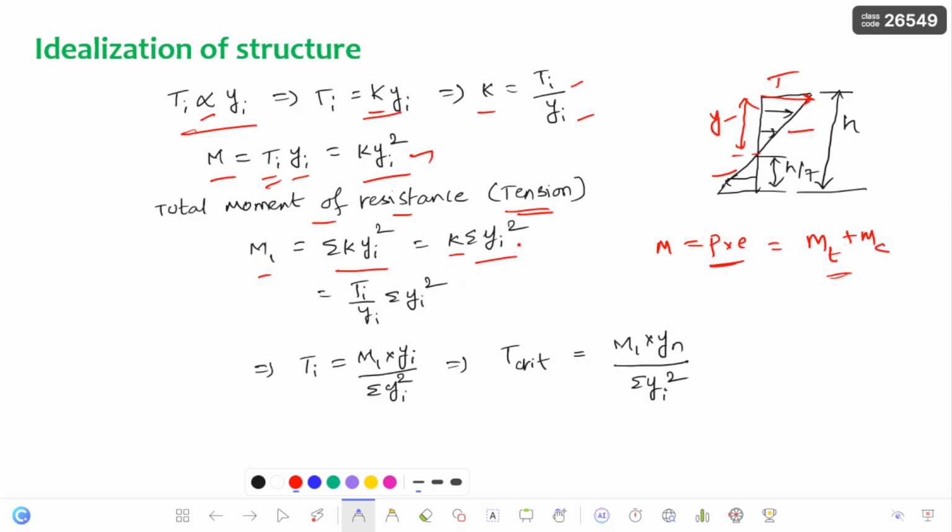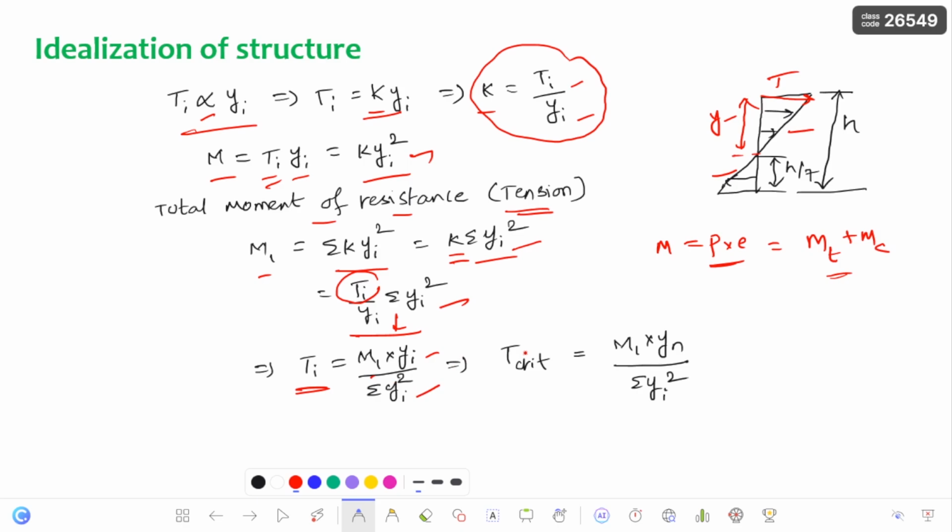I already said that Yi square is nothing but Y1 square plus Y2 square and so on, the summation over all the bolt distances from the neutral axis to the centroid of that bolt. And in place of constant K, I am substituting here. I have already written K is nothing but Ti by Yi. I am substituting Ti by Yi into summation of Yi square. If you convert this equation, you will get the tension force. Here Ti is nothing but M1 into Yi by summation of Yi square.